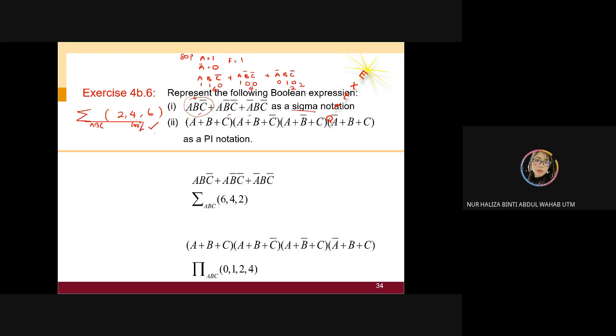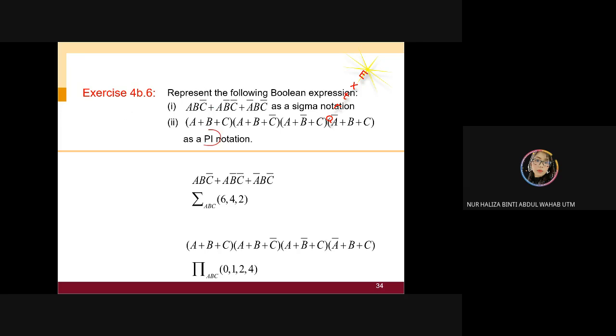That is for question number 1. For question number 2, I have over here A plus B plus C, A plus B plus C, A... it's long. No need for me to copy it back.